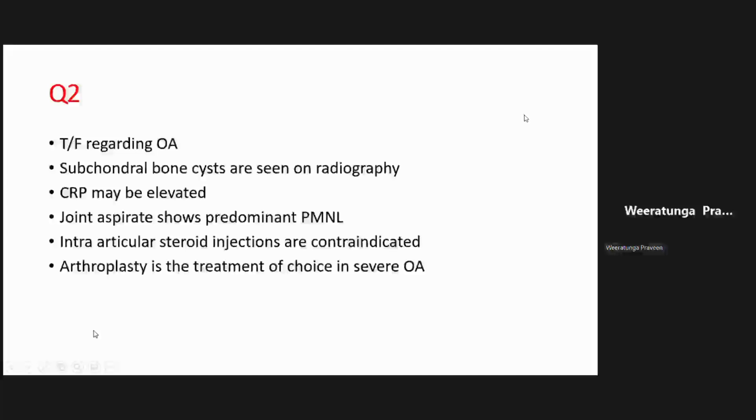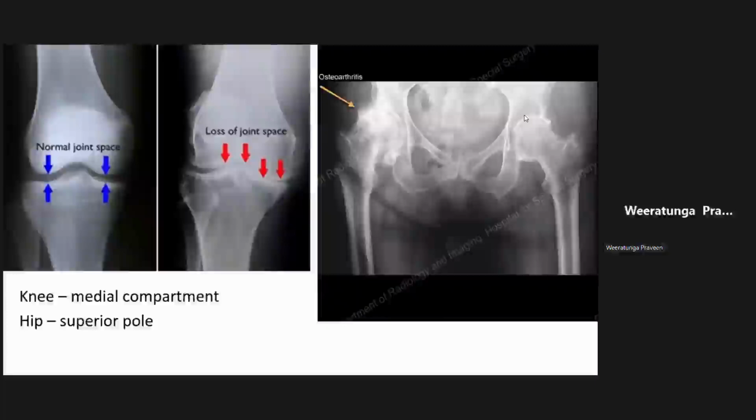Okay. Now there are a few more MCQs, and these mostly focus on the diagnosis of osteoarthritis. Osteoarthritis patients present with joint pain, which is classically non-inflammatory in nature. We talked about this in the long case discussion.